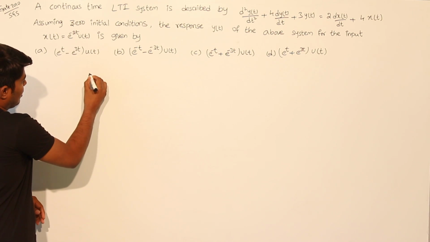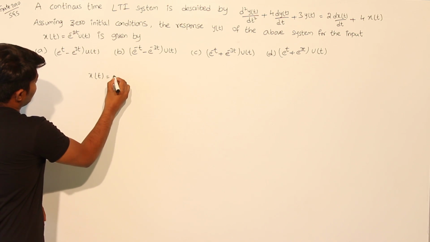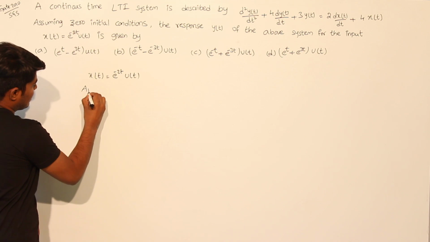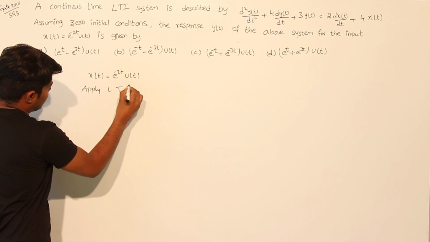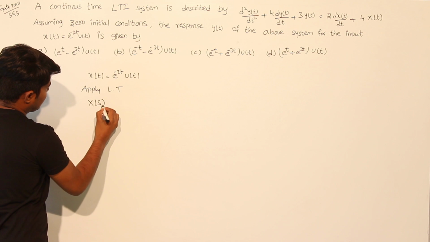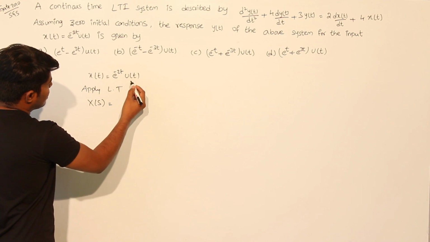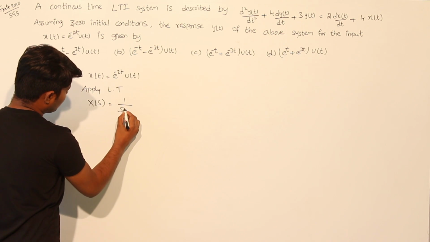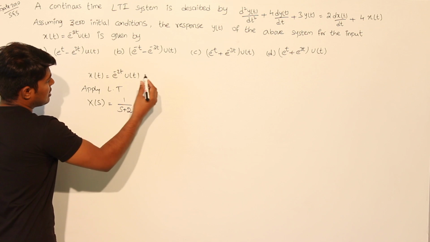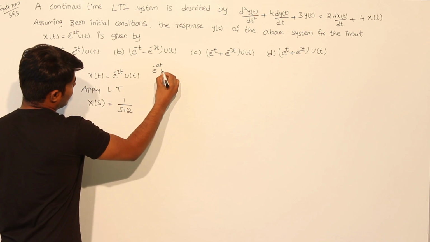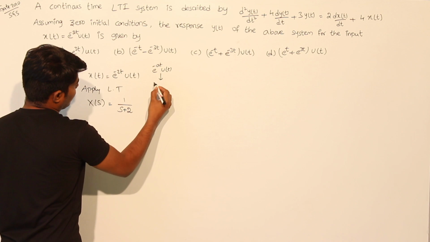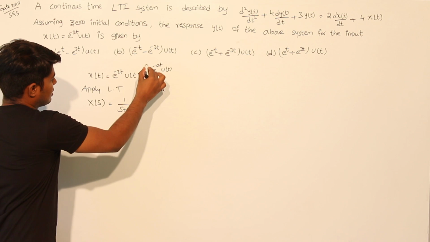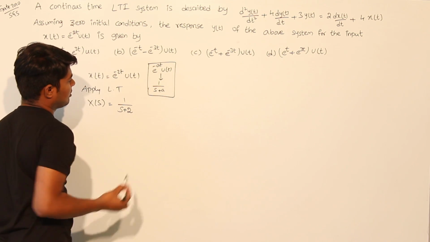Okay, now take the input x of t equal to e power minus 2t u of t. Now apply Laplace transform for this. X of s is equal to, for e power minus at u of t, it will be 1 by s plus a. Here a is 2, so that will be s plus 2. This is in the form of e power minus at u of t. If you apply Laplace transform for this, it will be equal to 1 by s plus a. Simply substitute a here. This is the formula which you need to remember.